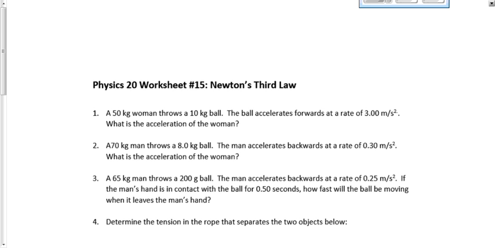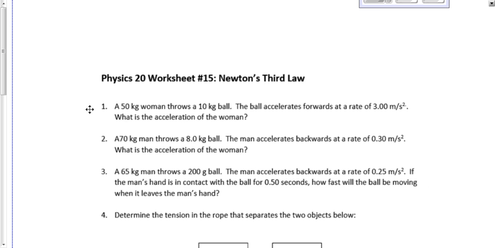All right, let's have a look right now at worksheet number 15, questions 1, 2, and 3. Do not do question number 4 yet. You will get question number 4 wrong, almost certainly, if you try it right now. So don't even bother with it. Just go 1, 2, 3 right now, and then we'll do the example that goes with number 4 if we have time after we've done those 3 questions.